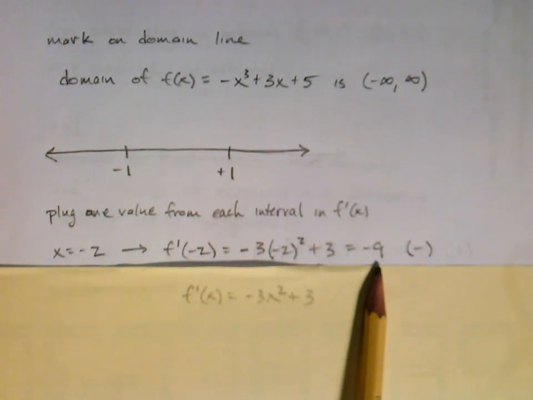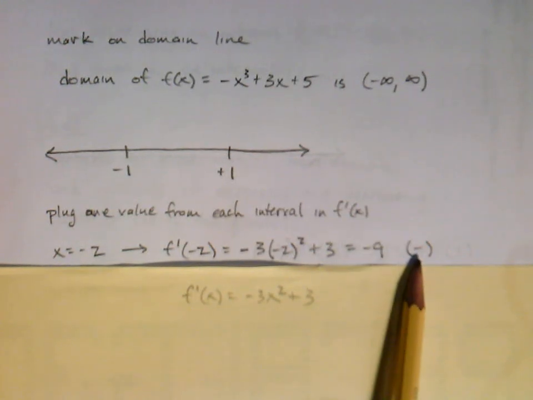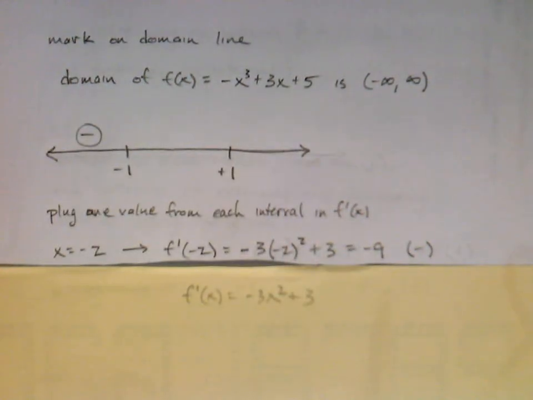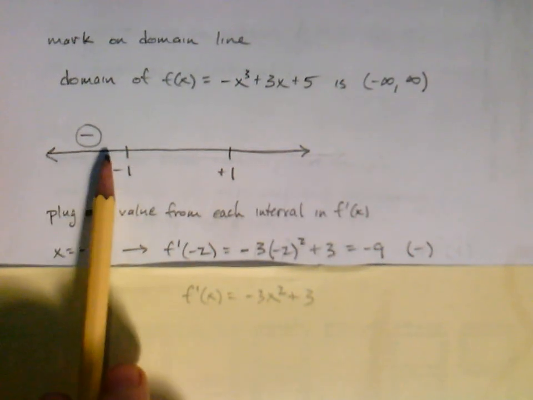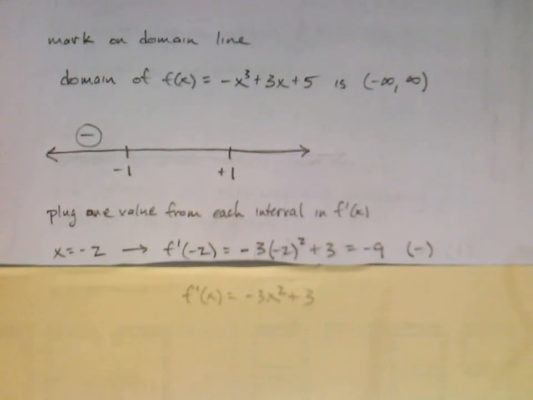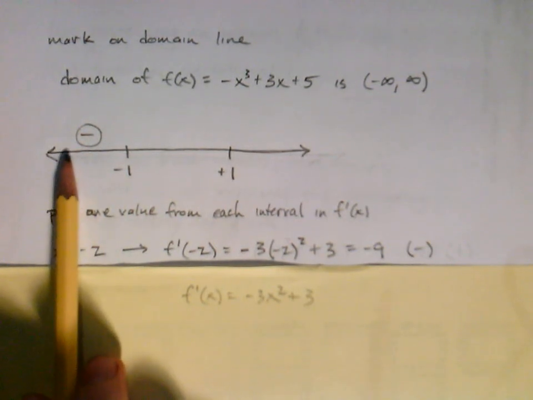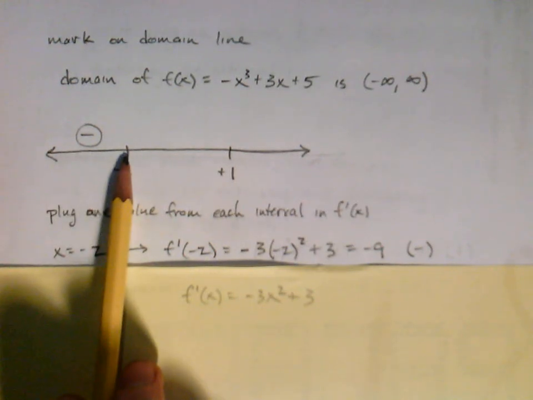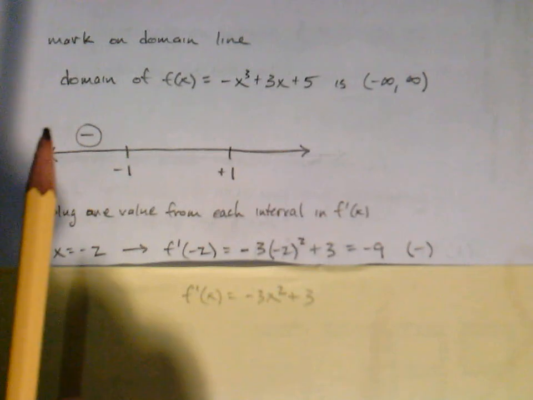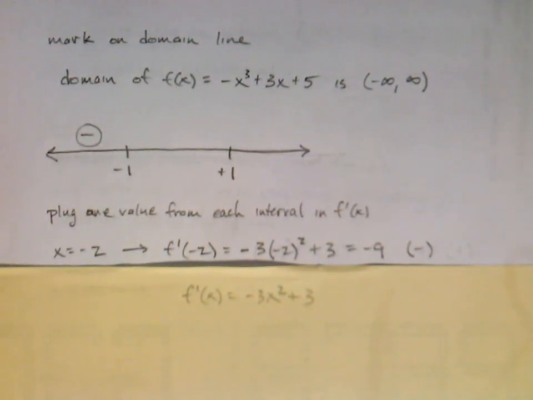Here's the thing. It's not important what the number is. It's only important if it's positive or negative. We got a negative answer, so you see I put a negative sign there, and I'm actually going to go back up here and put a negative sign. And I like to throw a circle on it, just so it's really clear to me on the page. This interval has a negative derivative. Hey, if this interval has a negative derivative, then that means the function is decreasing right here. From -infinity to -1, the function is dropping. Negative derivative. Okay.